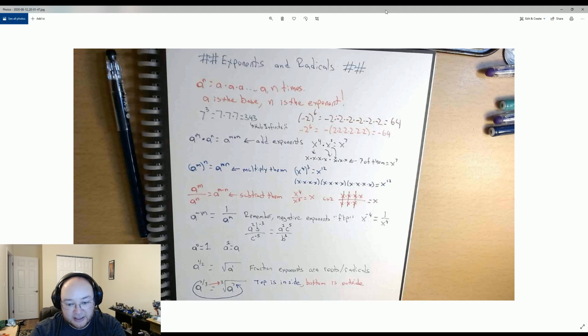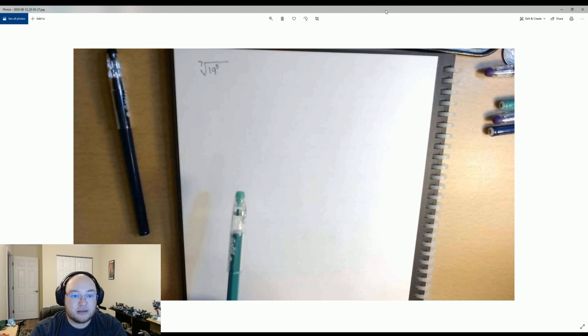So what you can see, whatever the top number of that exponent is, it stays with the a on the inside, and whatever is on the bottom goes on the outside. That is blurry, but it says the 7th root of 19 to the 5th power. So we're just going to do that opposite now.